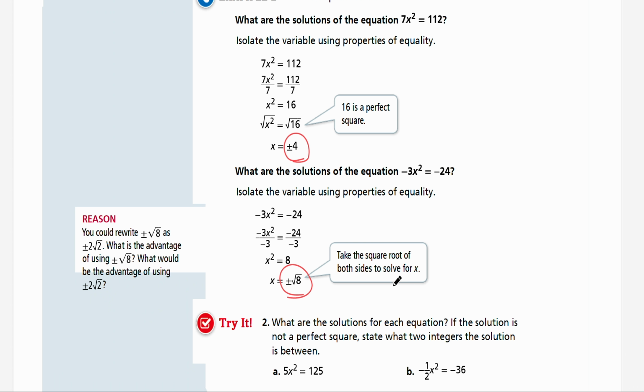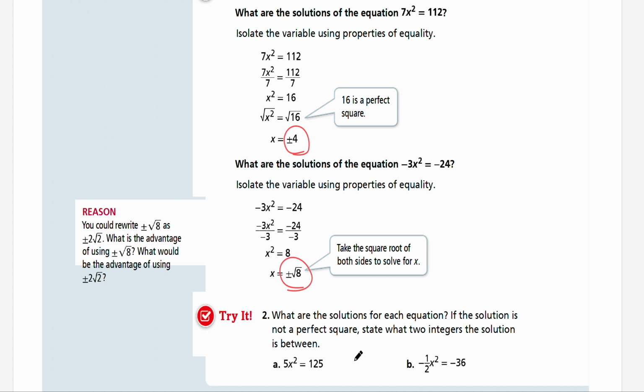So let's look at try number 2. What are the solutions for each equation? You have to isolate the variable, and if it's not a perfect square, state what two integers the solution is between. So if it's plus or minus root 8, you can say it's between root 9 and root 4, which are perfect squares. So it should be between the two integers 2 and 3, right? So this would be between 2 and 3. So negative 2 and negative 3 as well. Okay, so pause the video, see if you can solve these two by yourself. Come back when you're ready for answers.